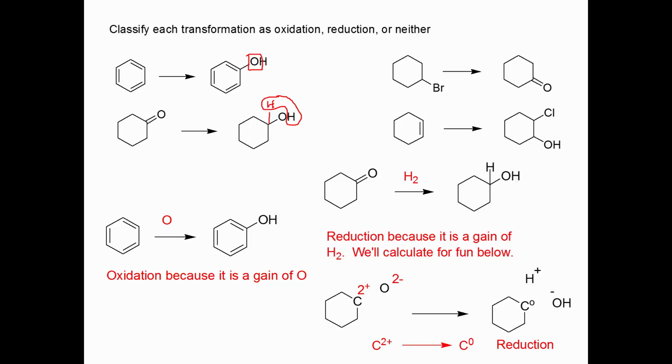2- for the oxygen. When we ionize it, that must mean this carbon is 2+. It looks exactly like it did in the previous problem. When we ionize the H and OH here, their charges add up to be 0. That must mean this carbon is 0. Therefore, carbon +2 went to carbon 0, and that is a reduction.